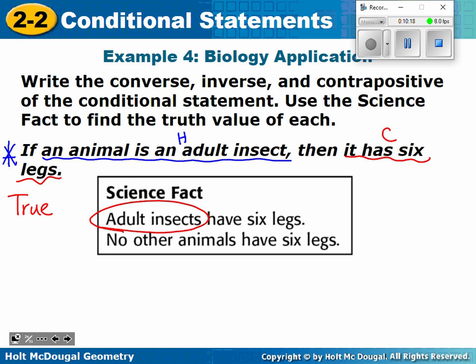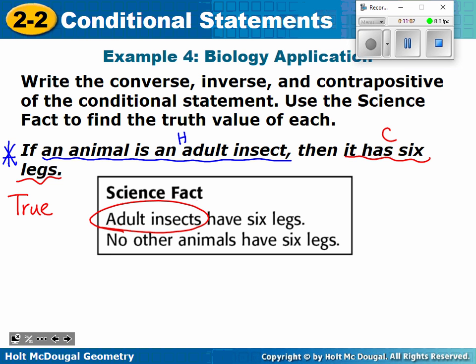Okay? If an animal is not an adult insect, then it does not have 6 legs. If it is not an adult, okay, but it says no other animals have 6 legs, right? So if it's not an adult insect, then it does not have 6 legs. I get what you're thinking about baby insects, but we're just going to say maybe those baby legs don't grow till later. That's why they're saying only adult insects, okay? So true. Contrapositive. If an animal does not have 6 legs, then it is not an adult insect. True.